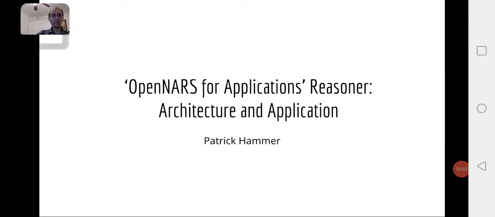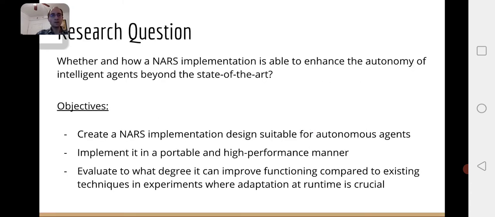Welcome to the presentation of my thesis topic, that is OpenNARS for Applications Reasoner, Architecture and Application. This reasoner was also built to answer the research question whether and how a NARS implementation is able to enhance the autonomy of intelligent agents beyond the state of the art.